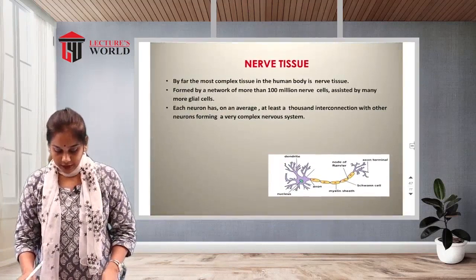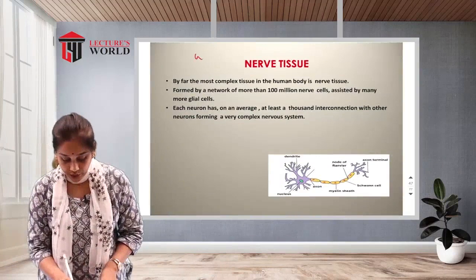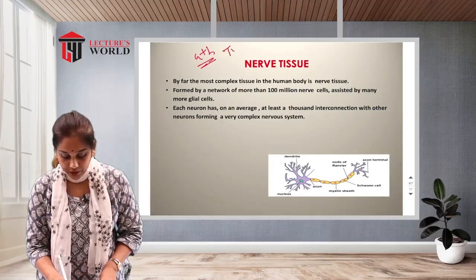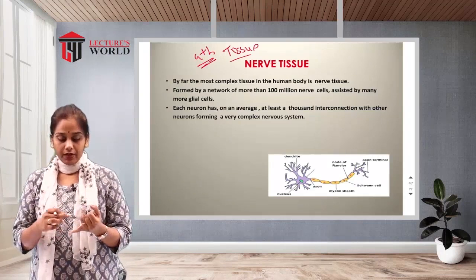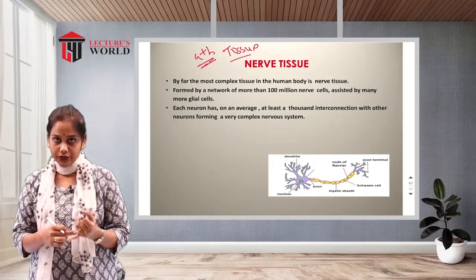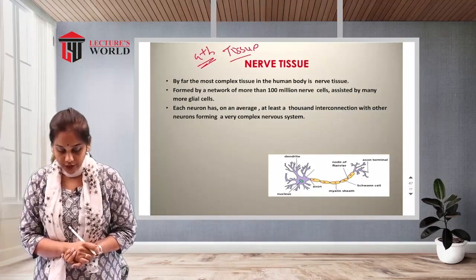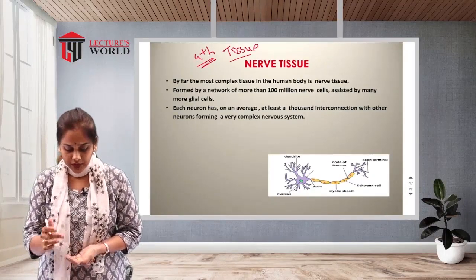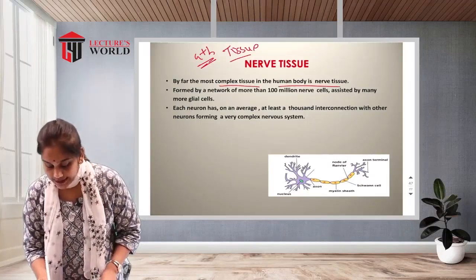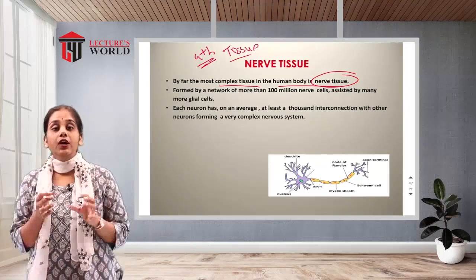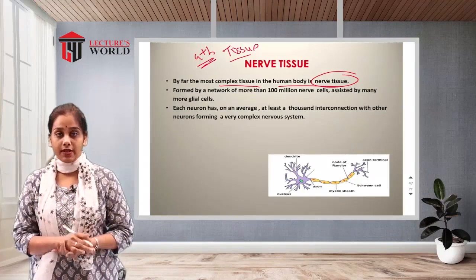Now this is the fourth type of tissue. We have completed epithelial tissue, connective tissue, and muscle tissue. Now the fourth is nerve tissue. What is nerve tissue? By far the most complex tissue in the human body is nerve tissue, a very complex structure of our body.